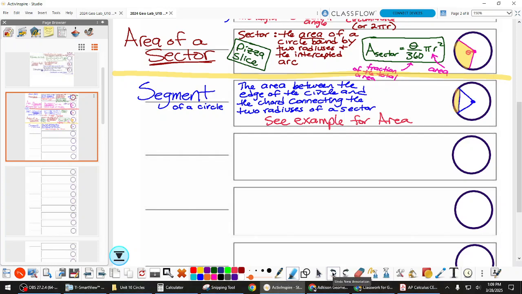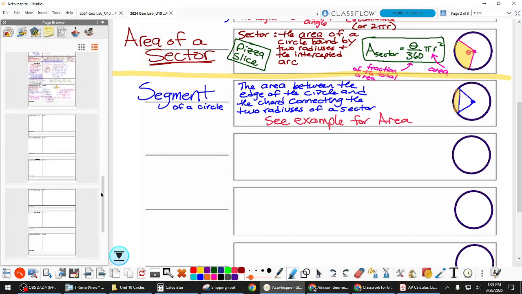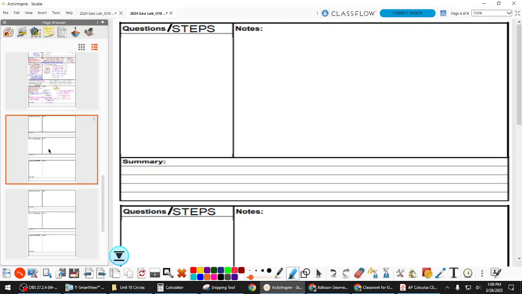Okay? So go back to your example, section C, area of a segment.